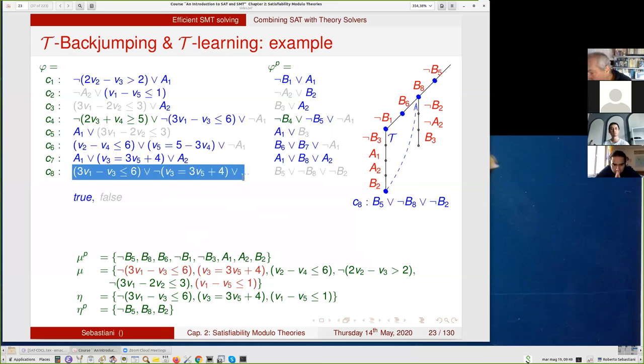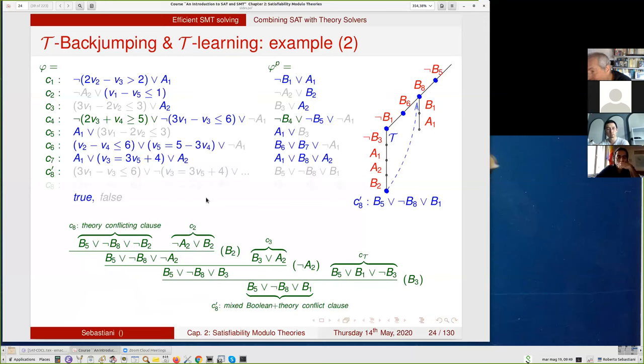So pretend that the conflict clause was there from the beginning. If so, when you would have failed, your truth assignment would have made this clause false, right? Well, eta is the negation of this clause, so we would have falsified that. So the SAT solver would have done conflict analysis over that, and would have entailed another clause, which is B5 or not B8 or B1. Just apply the standard conflict analysis resolution steps that we have seen last week. So another clause is entailed.